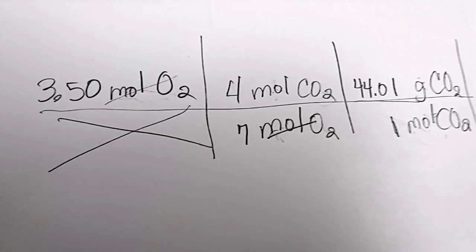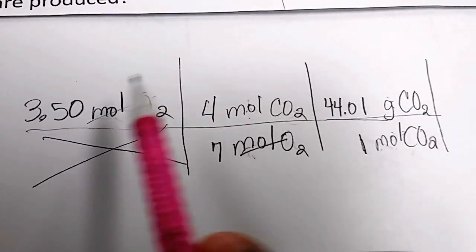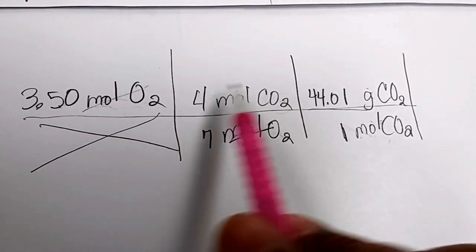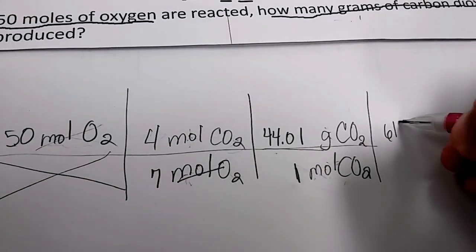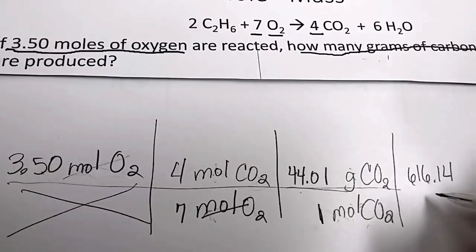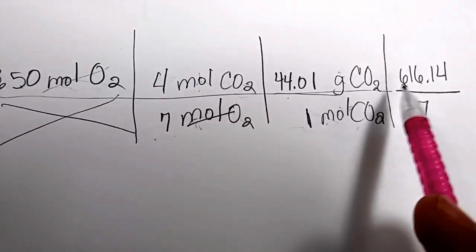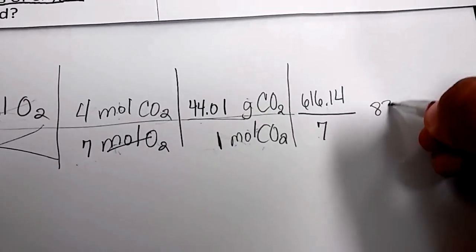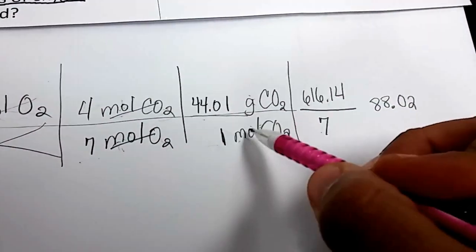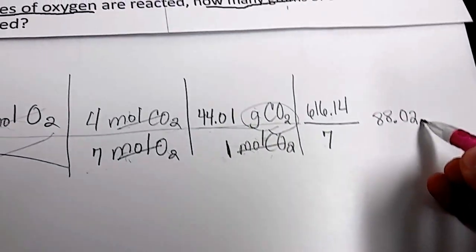Okay, so in this event, we're going to go ahead and multiply across. 3.50 times 4 times 44.01. That gives us 616.14. Okay, 7 times 1, that's 7. So now you're going to take the top number and divide by the bottom number, and that's going to give us a grand total of 88.02. And we need the unit, so I'm going to cancel the moles of CO2 with the moles of CO2, and I'm left with grams of CO2.